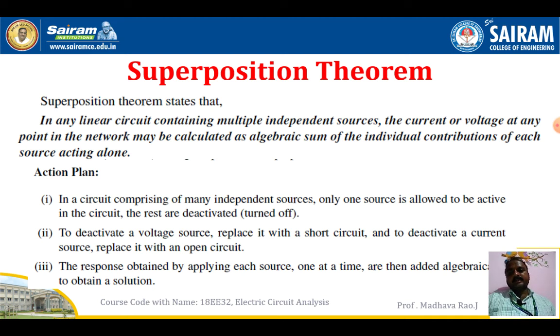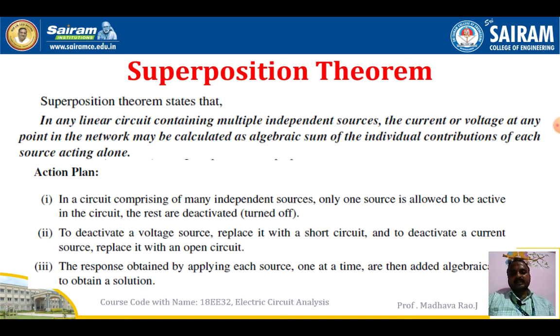In any linear circuit consisting of multiple independent sources, one, two or more than one, so two sources, three sources, the current or voltage at any point in a network may be calculated as the algebraic sum of the individual contribution of each source acting alone. So only one source should be acting, and the other sources we have to deactivate.